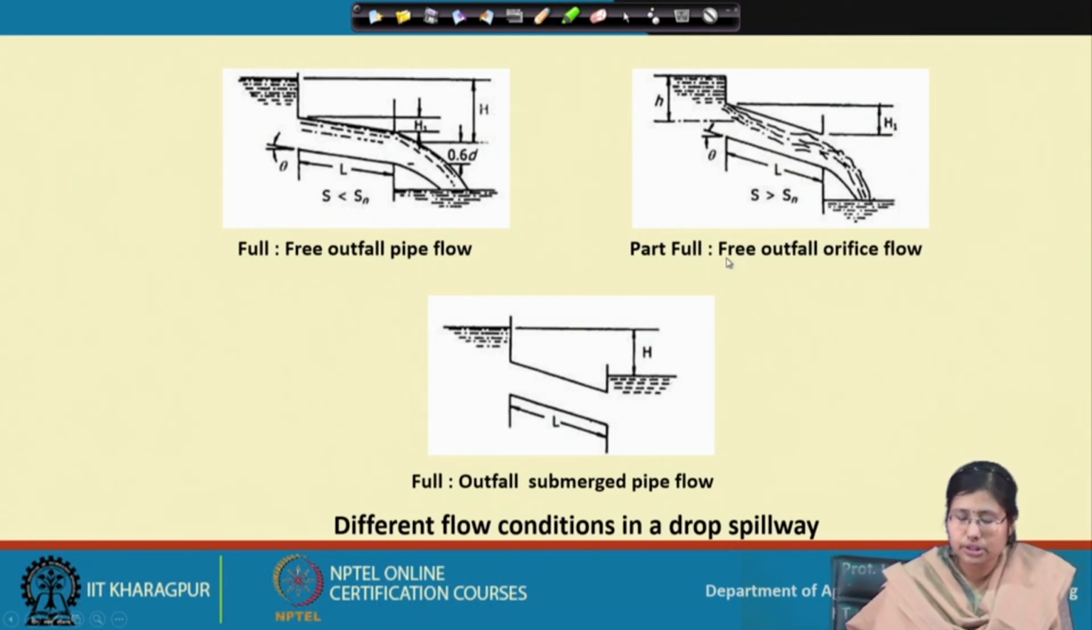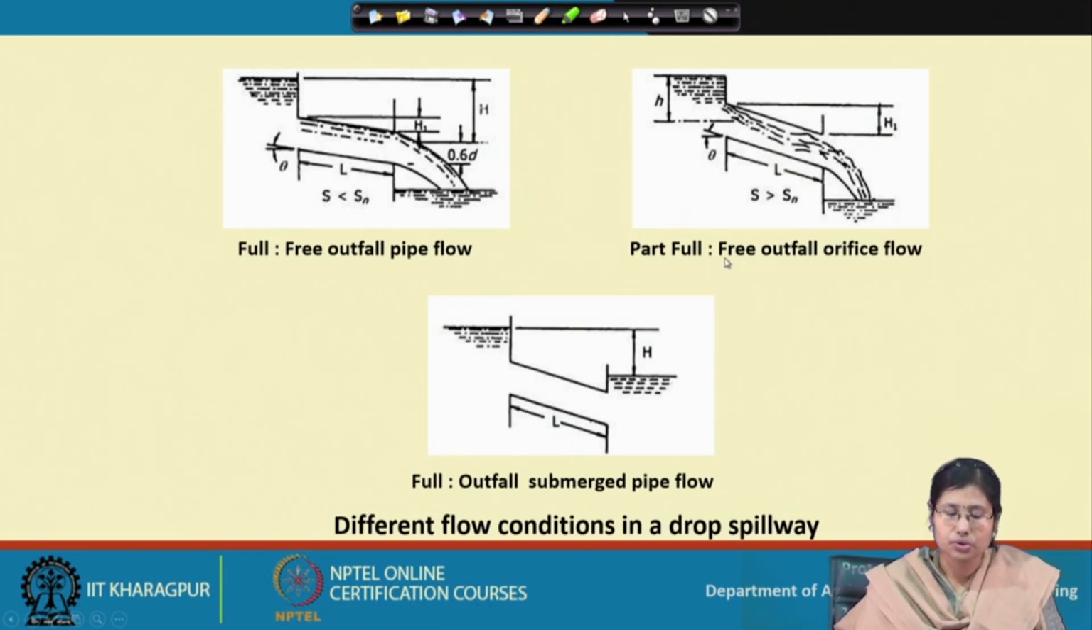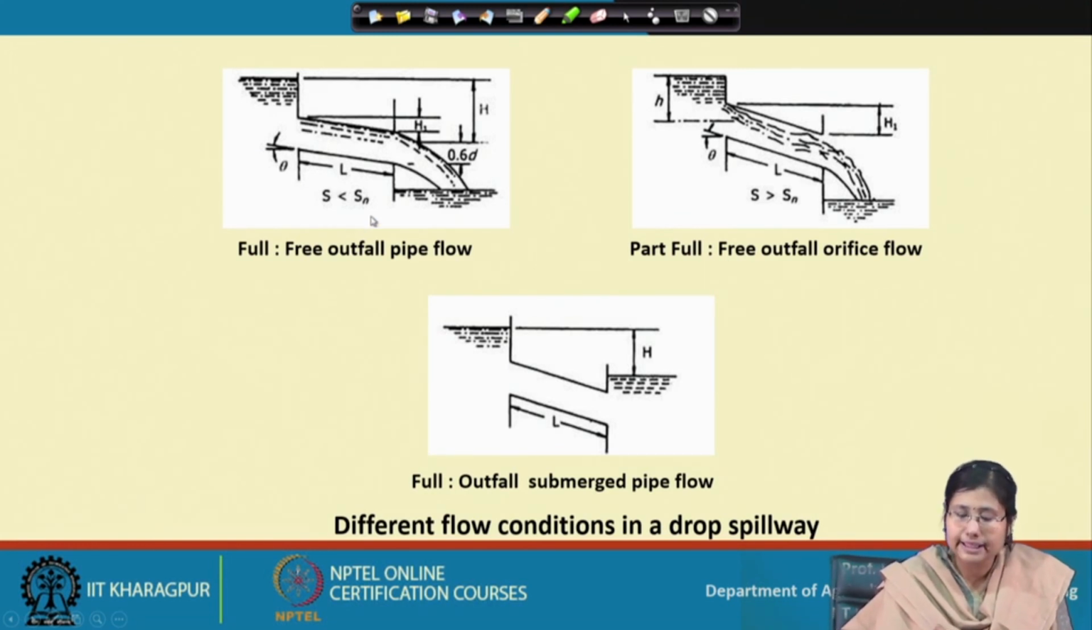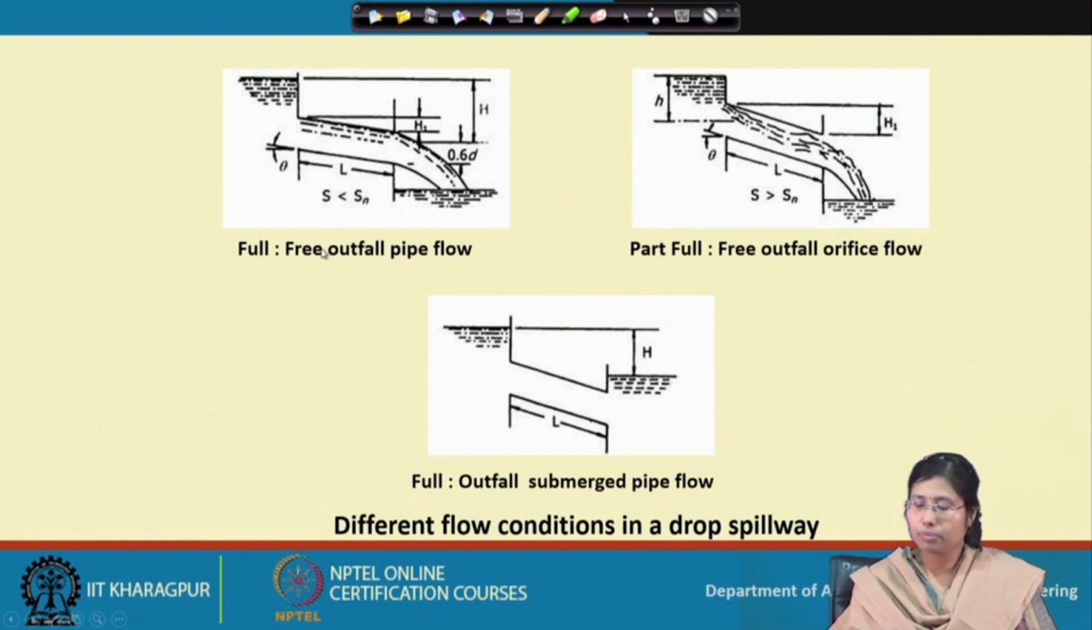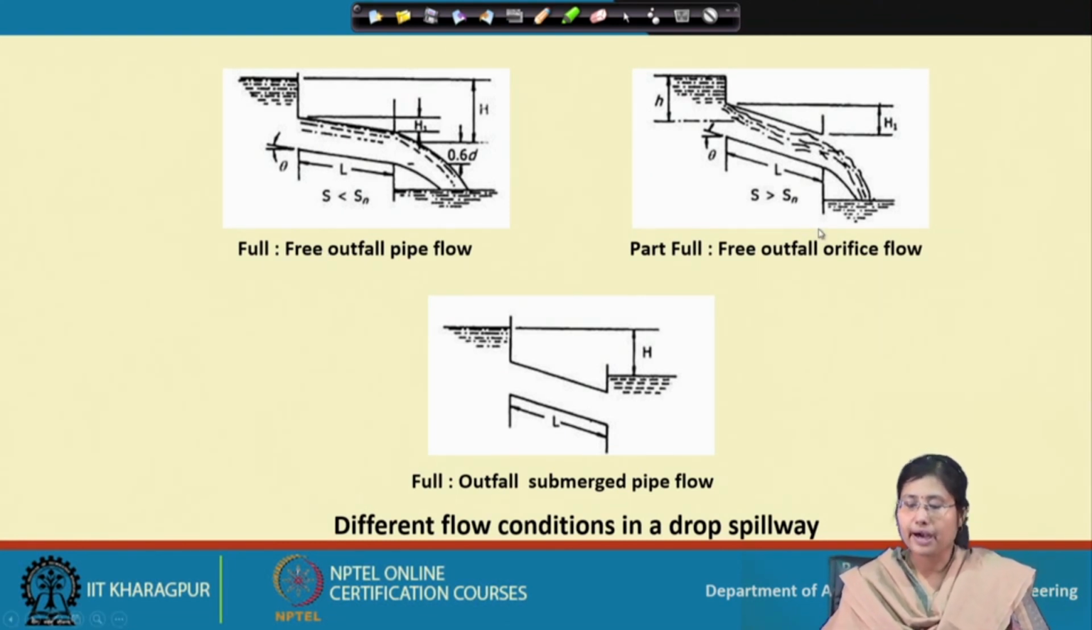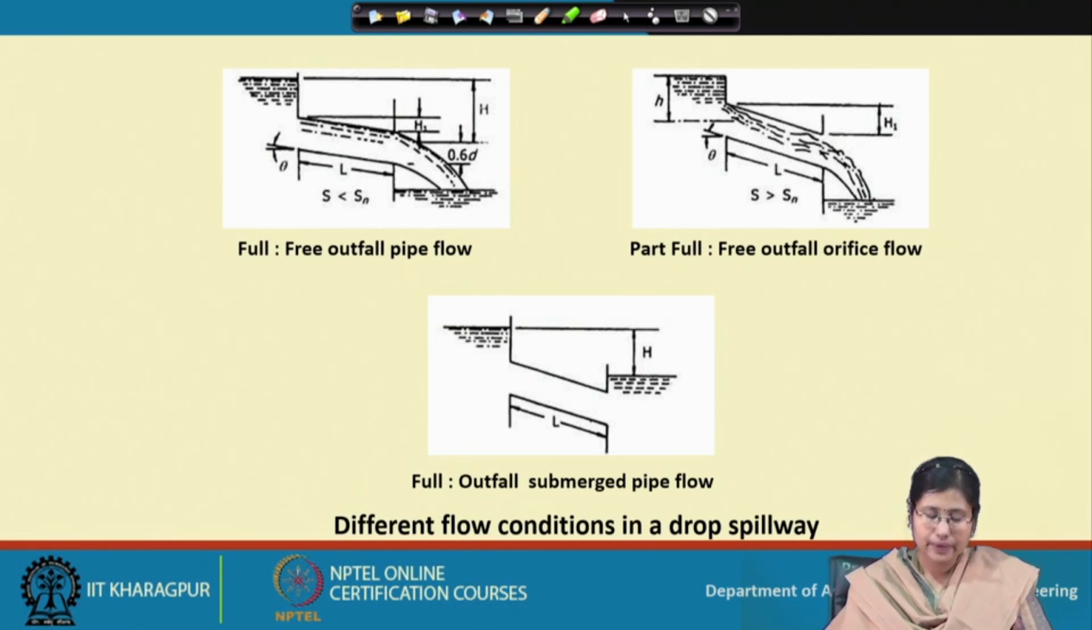So, here, three different conditions are plotted. When the natural slope Sn is less than the slope of the channel, the free outflow or the pipe flow prevails. When the opposite is true, so when the slope is greater than the natural slope, partly full or free outfall orifice flow condition prevails. And when these slopes are equal, full outfall submerged pipe flow condition prevails.